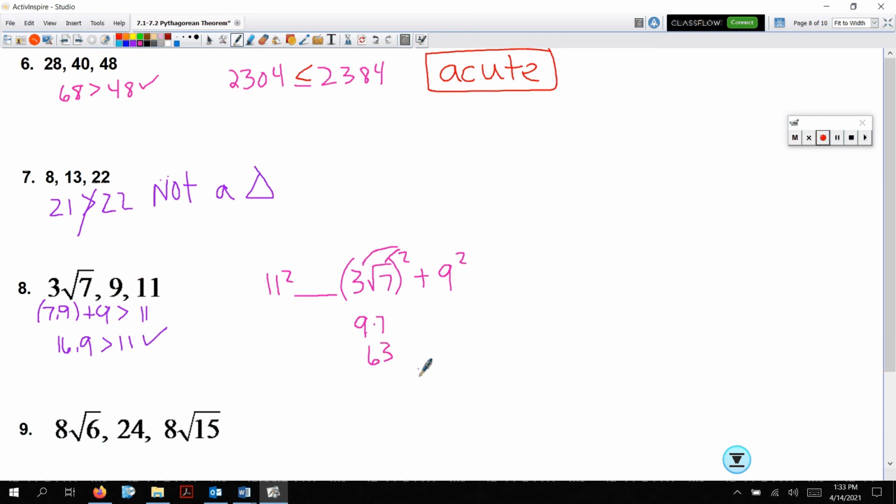You can also use your calculator, with parentheses, 3 root 7. Hold on, my parentheses isn't opening. 3 root 7 squared is 63. Okay, good. And then we're going to add that to 81. And we know that 11 squared is 121. Well, we should know that. So 63 plus 81 is 144. So now I have 121 is less than 144. This triangle is also acute.